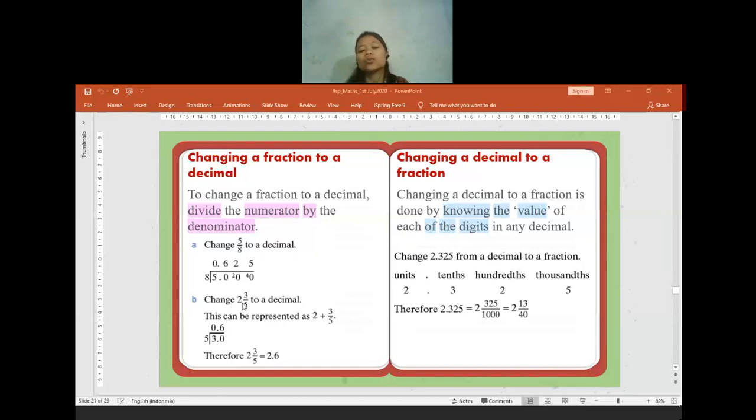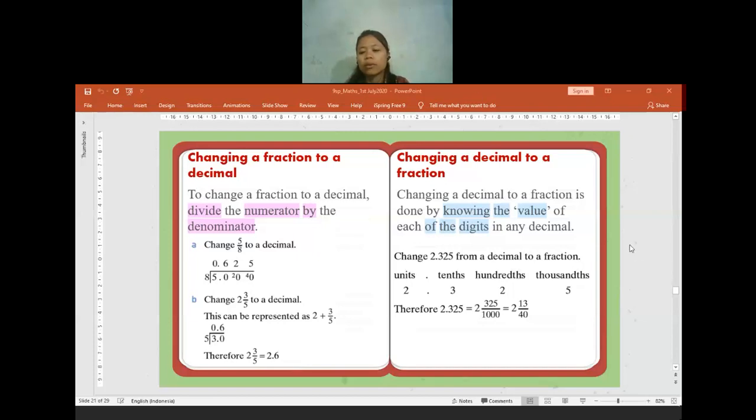This is 2 3 per 5. You just need to do 3 divided by 5. 3 divided by 5 is 0.6, and then the whole number in here is 2, so it will be 2.6 for the decimal of the mixed fraction.